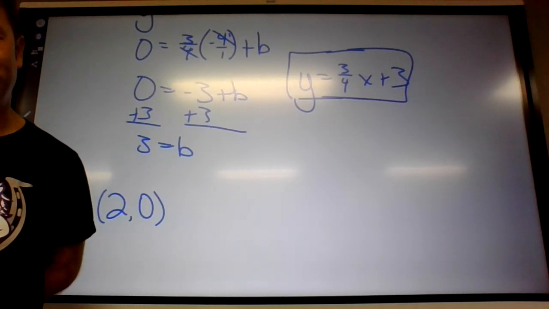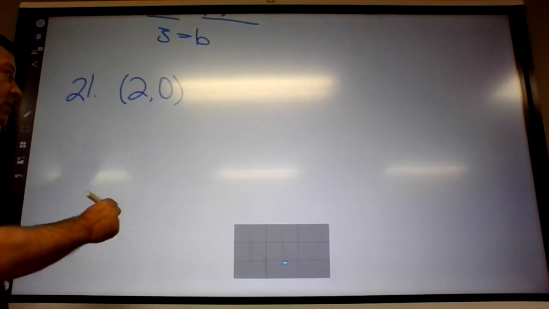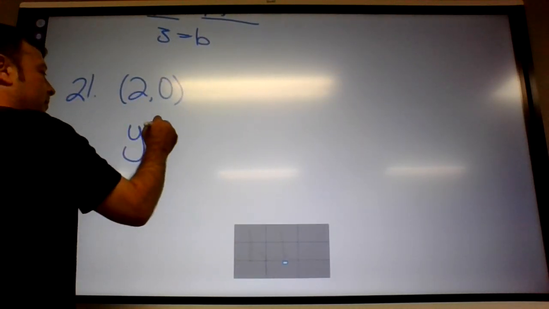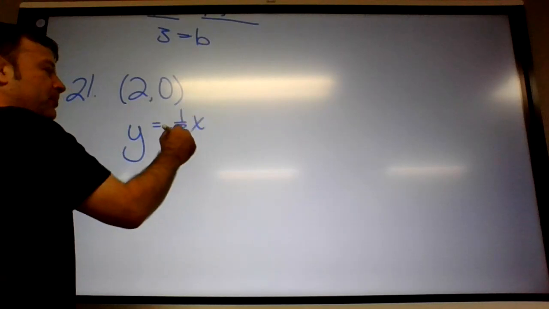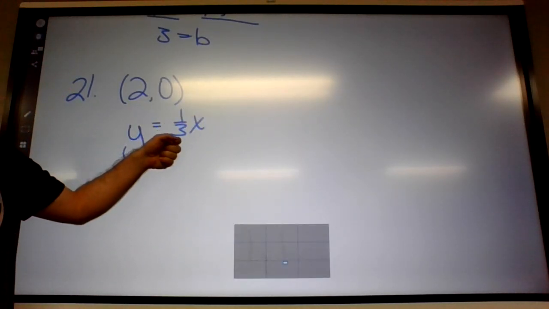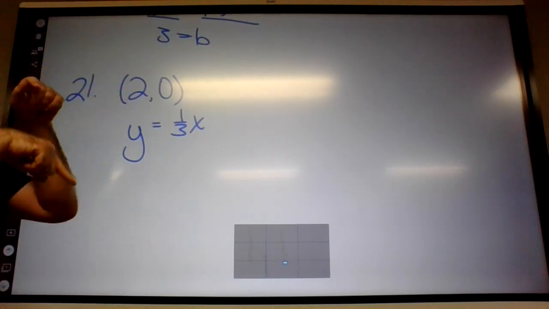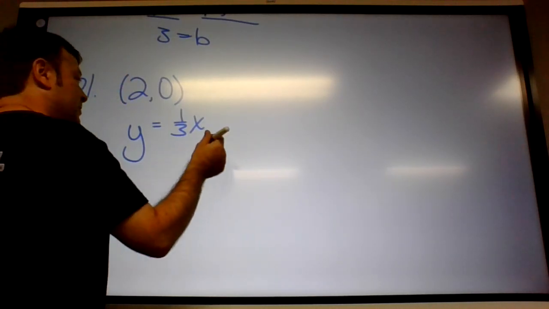Okay, on 21, we need parallel to y equals 1/3 x. So we're going to use the 1/3 for ours. By the way, if we did want a perpendicular line, because this definitely will be on the test, what would our slope be? Opposite reciprocal, -3/1. Okay, so don't forget that. We'll talk about it on Monday.